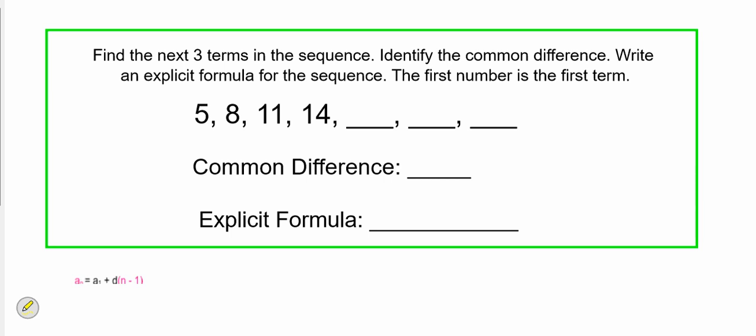We're really going to use common sense here, right? We can see that we're going up by threes. 5 plus 3 is 8. 8 plus 3 is 11. 11 plus 3 is 14. 14 plus 3 is 17.